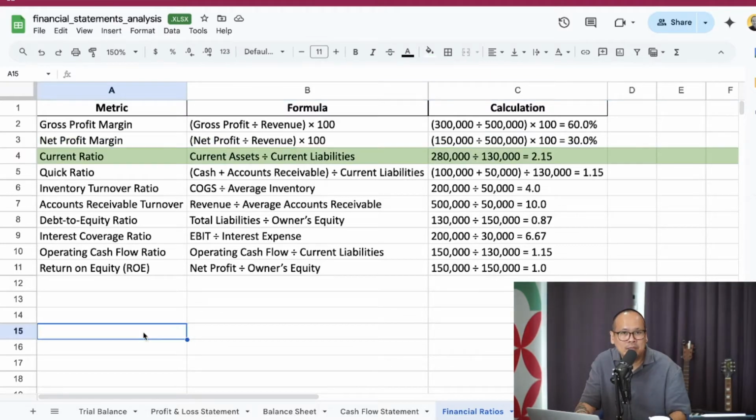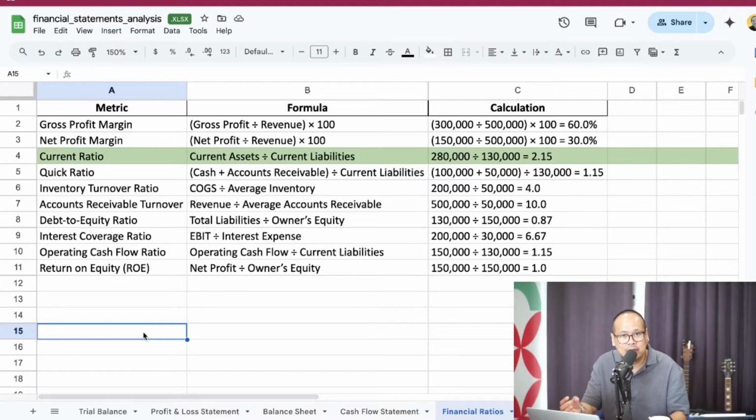The next one is about liquidity ratios. The question here is, can you pay your bills? The formula for the current ratio is current assets divided by current liabilities. In this example, current assets is 280,000 and current liabilities is 130,000. If you divide them, you'll get a 2.15 current ratio. In retail industry standards, 1.5 to 2.5 is the baseline.